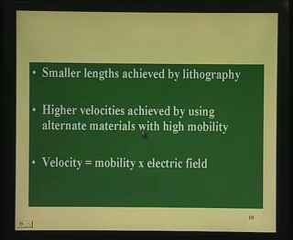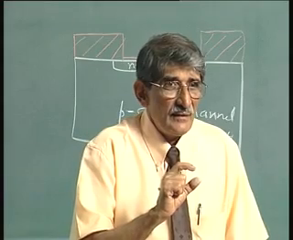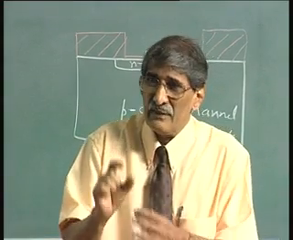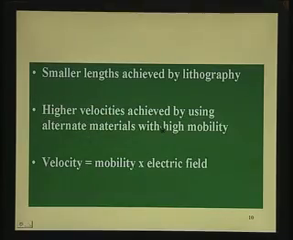What we said just now is smaller lengths you can achieve by lithography. But if you do not have that lithography, or even if you have that lithography, you can go to higher velocities, which is achieved by using alternate materials with high mobility. So, it is L by mu ratio always. L should be reduced, mu should be increased. If I keep the same L, if I increase the mobility, I get higher frequency. That is the idea. Now, velocity is of course mobility times electric field. I hope that is understood now.